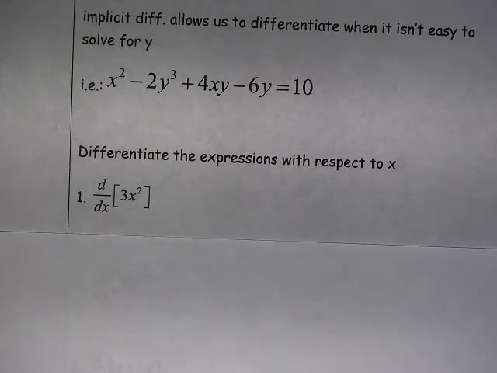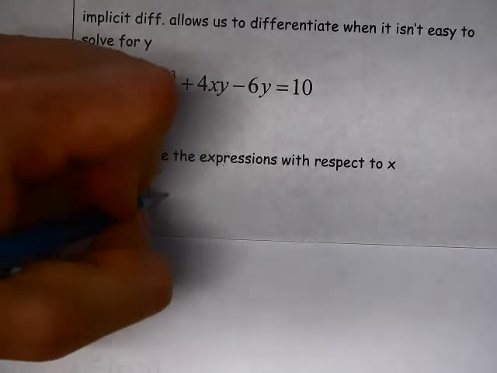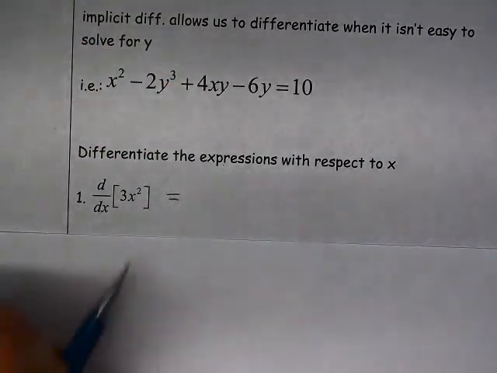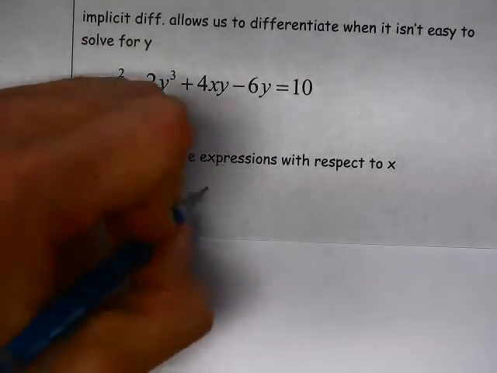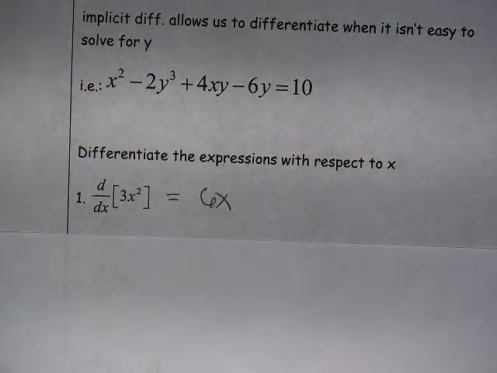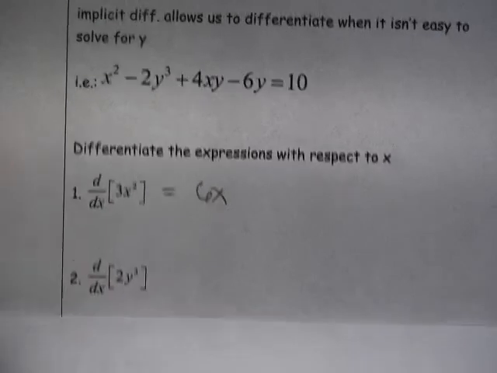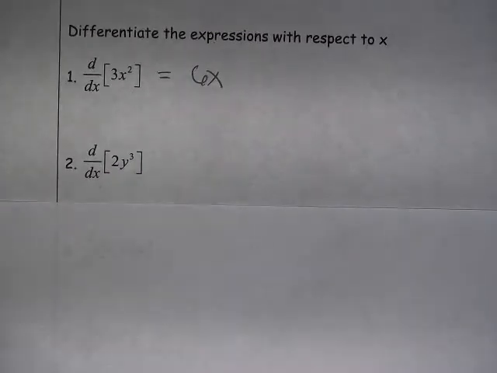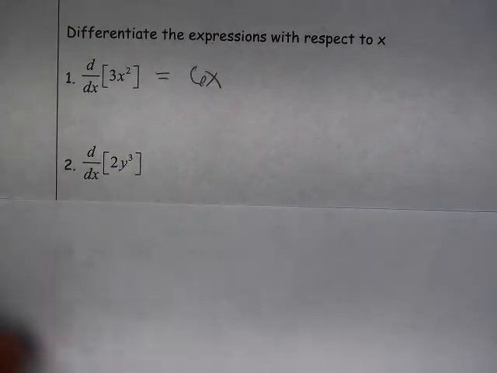So this first one, kind of an easy one. Differentiate 3x squared with respect to x. All right, so these are the types we've been doing all along. So we have a power rule here, so this is just going to be 6x. No problem there. The next step gets us going on this road to complications.